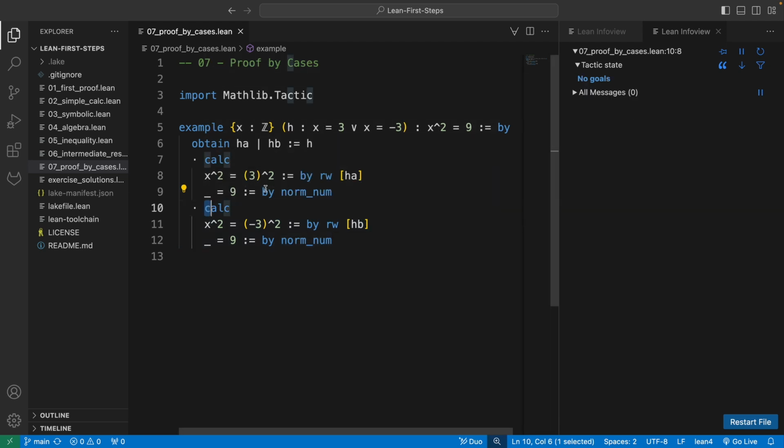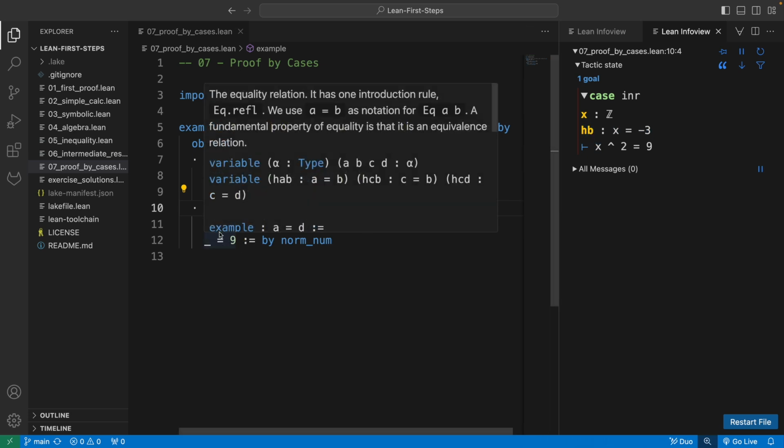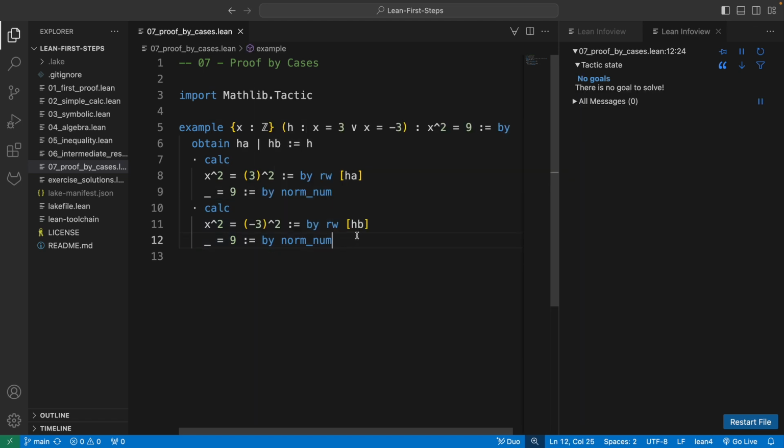And this time the case, if I put my cursor there, bit fiddly. This time the remaining case, there's only one goal left now to prove, which is the second case where x is minus 3, and we have to prove x squared is 9. Again, really simple, and HB is now the hypothesis for the second case. So x squared is minus 3 squared, justified by the rewrite rule referring to HB, which is that temporary hypothesis relevant to the second case, and it's 9 by using normal arithmetic.